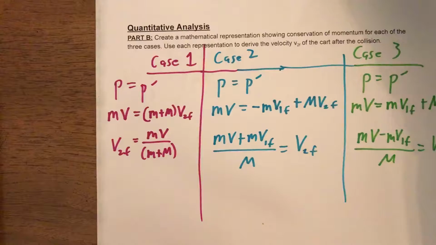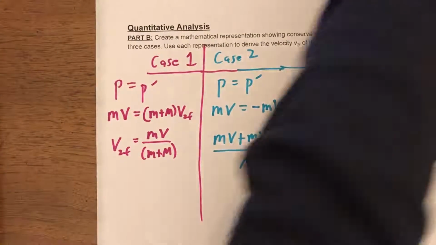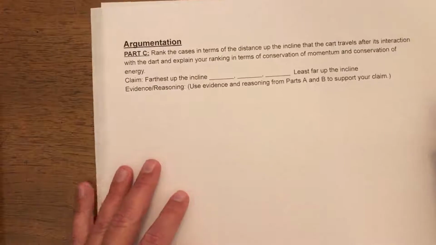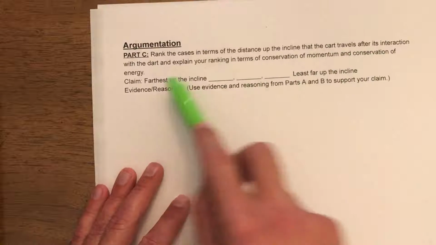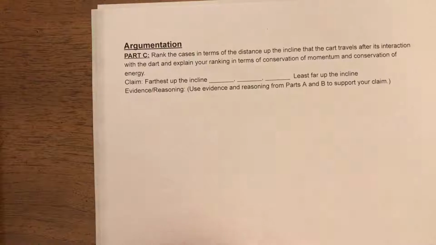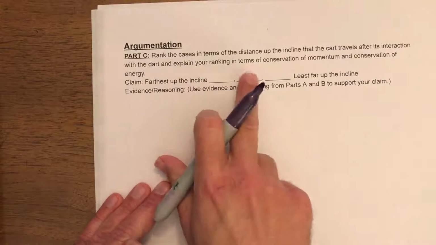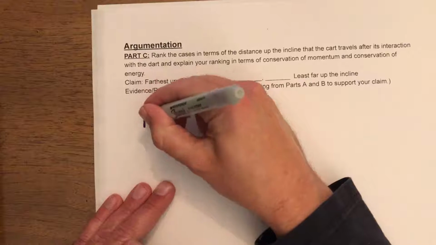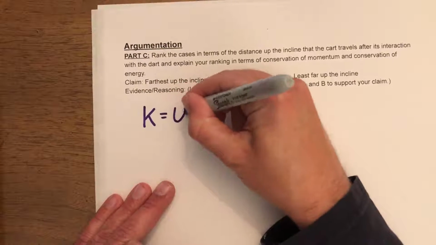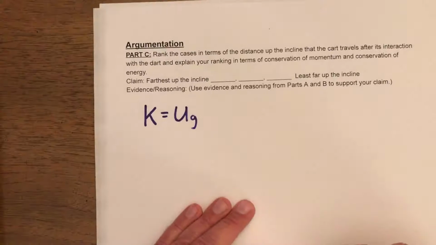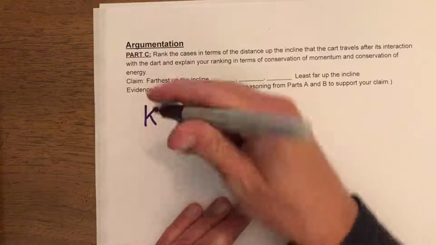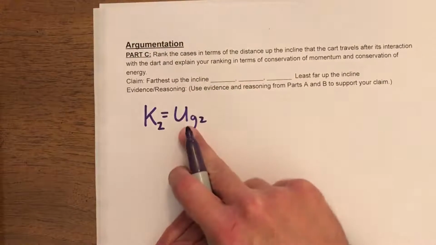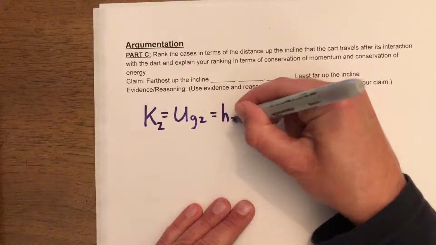So now the final part, it says rank the cases in terms of the distance up the incline that the cart travels after its interaction with the dart, and explain your ranking in terms of conservation of momentum and conservation of energy. So if we look there, first of all, where's the cart going to go the furthest up the hill? Well, that's when the cart has the greatest kinetic energy, because that kinetic energy is going to become gravitational potential energy. So a ranking of the kinetic energies for the cart, I'll call that object 2, will give us a ranking of their gravitational potential energies, which will give us a ranking of their heights.